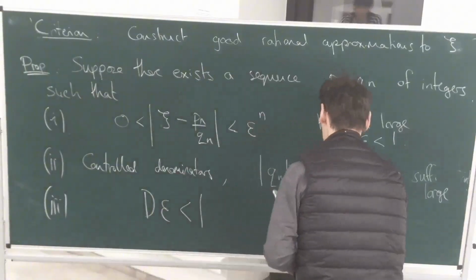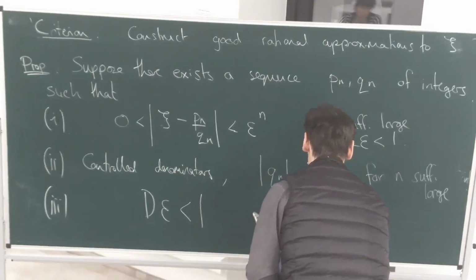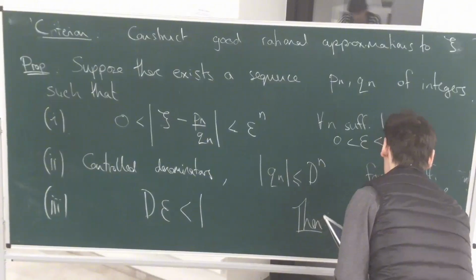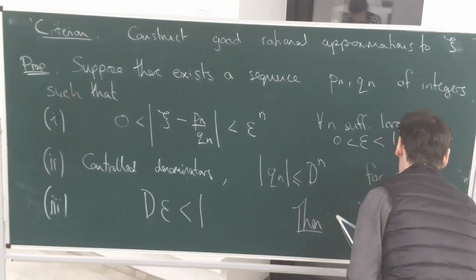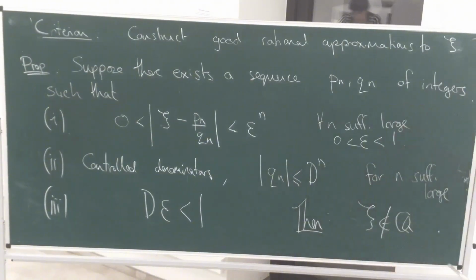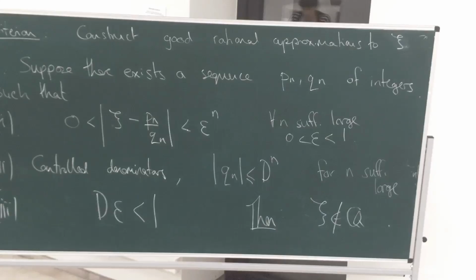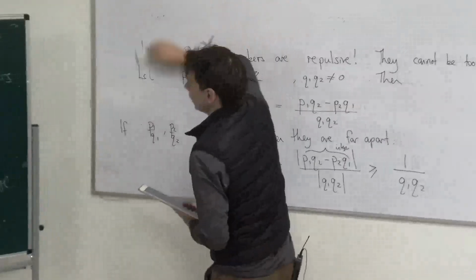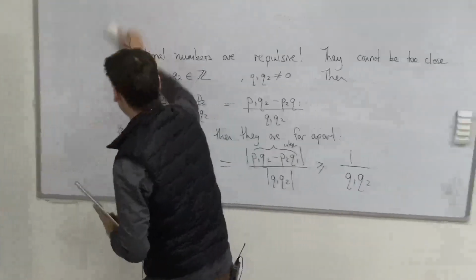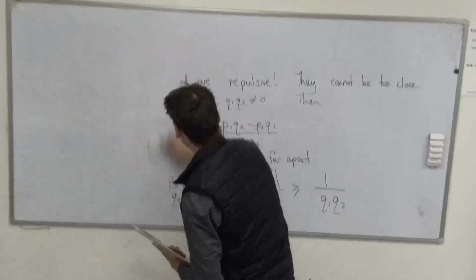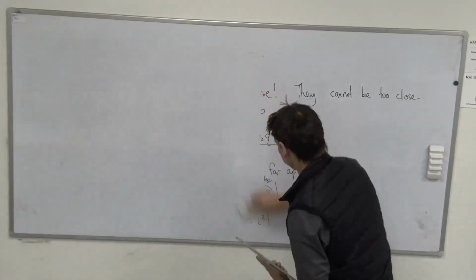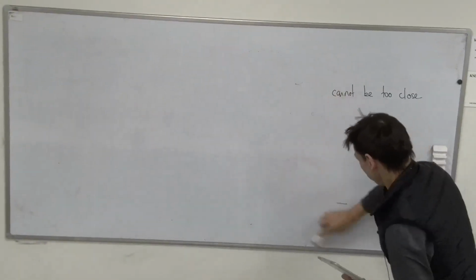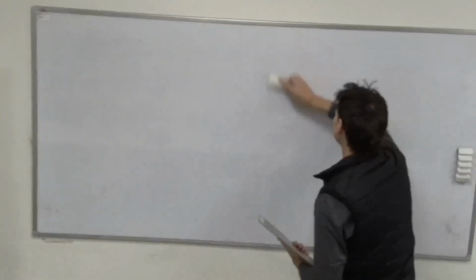So if these three conditions hold, then psi is irrational. It's a very, very simple criterion. In practice, it's very difficult to fulfill these three conditions. It looks easy, but it's not. So let me prove this quickly first.